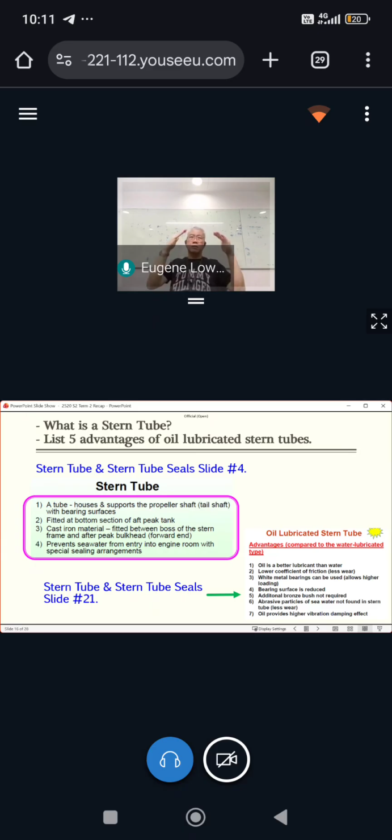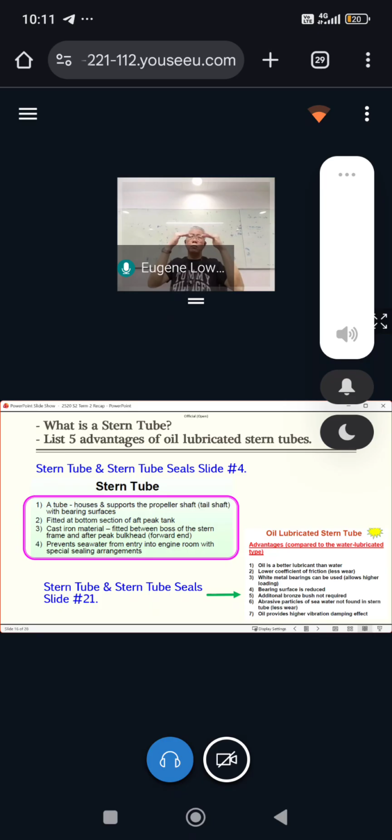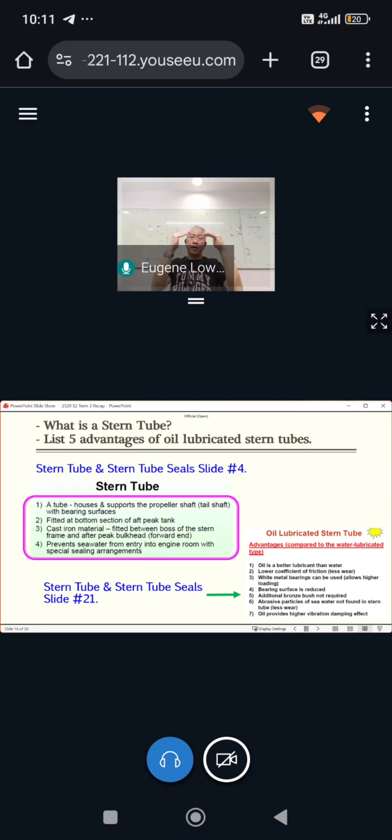So you allow more flexibility by having smaller bearing surfaces. So you've got more room for this propeller shaft to flex a little bit, which is a natural tendency due to the weight of the propeller. So that's why reduced bearing surface is an advantage. Additional bronze bush is not required.